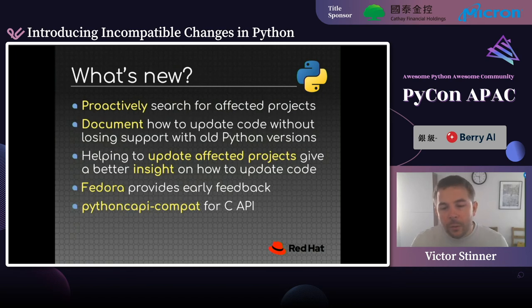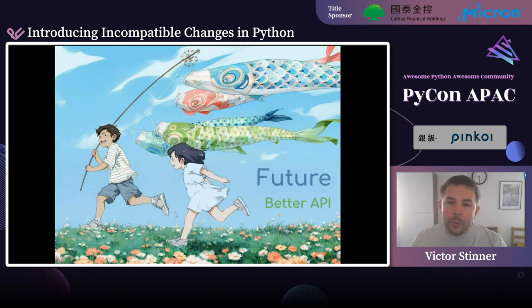To summarize, what was done in the last years is that we are proactively checking for affected projects. We are trying to well document how to update code without losing support for old Python versions. We are trying to help affected projects to be compatible. And the nice thing is that helping these projects gives better insight on how to update the code. There is a Fedora project on my team which is providing early feedback. And for the C API, there is a new compatibility project, the PyCAPI compass. So let's see how we can do for the future. Maybe we can design a better API.